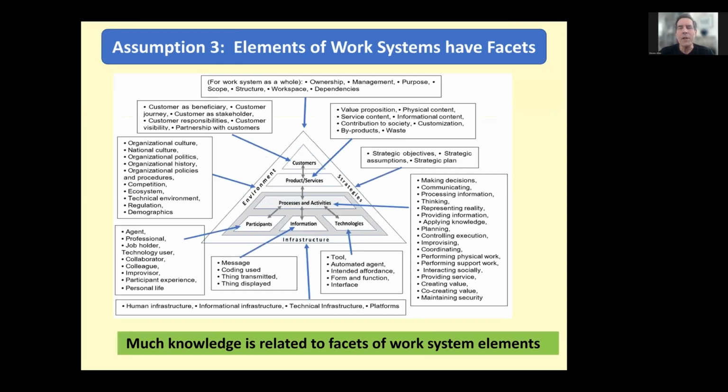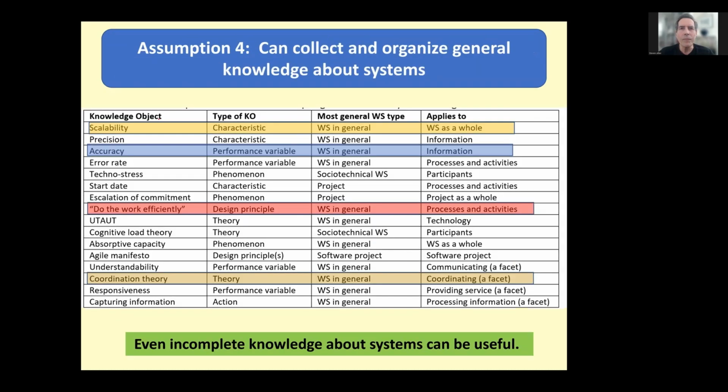The third assumption is that the elements of the work system framework have facets. For instance, if you look at processes and activities, those facets include making decisions, communicating, processing information, and so on. What that says is that the knowledge that's related to information systems and to work systems more generally is often attached to those facets of the various parts of a work system.